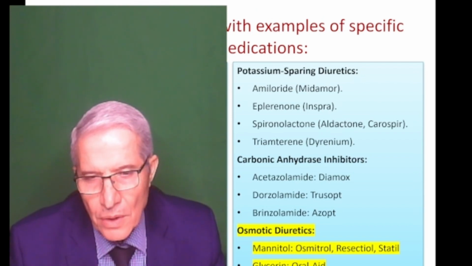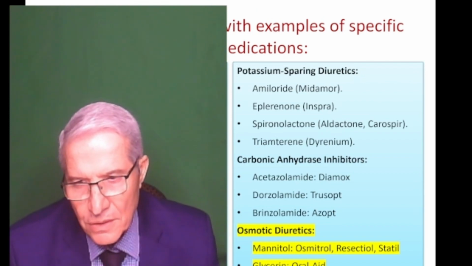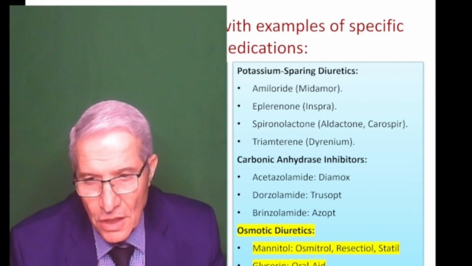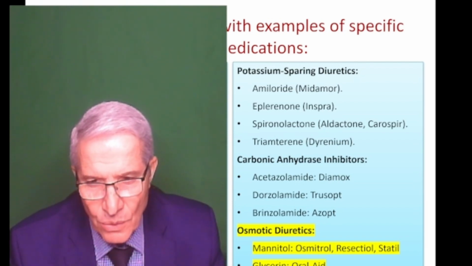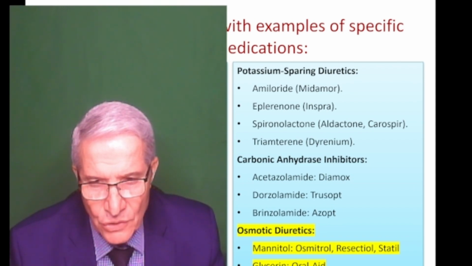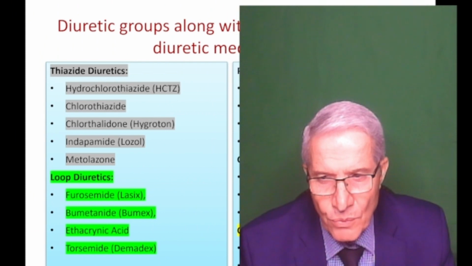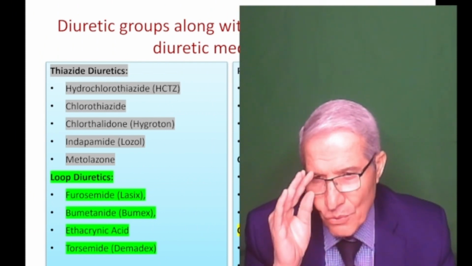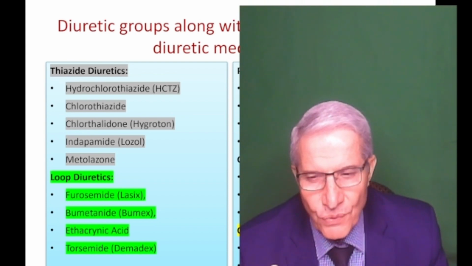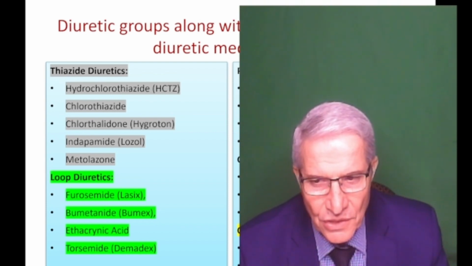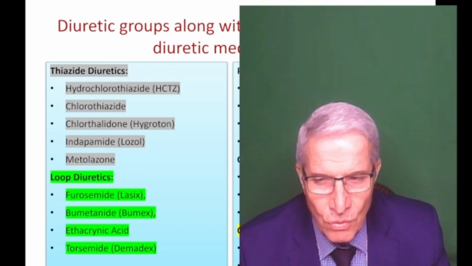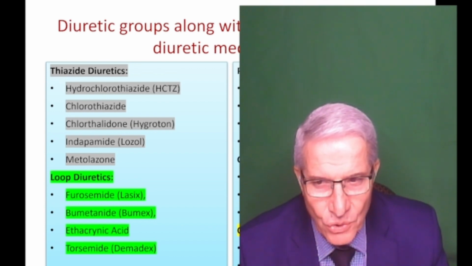Okay, so moving to the next part about diuretics. We covered the osmotic diuretics. We talked about mannitol, glycerin, and isosorbide. Then we moved to the loop diuretics. We covered them and explained how these medications work: furosemide, bumetanide, ethacrynic acid, torsemide. The third group of diuretics will be thiazides, and thiazides are very important and popularly used.